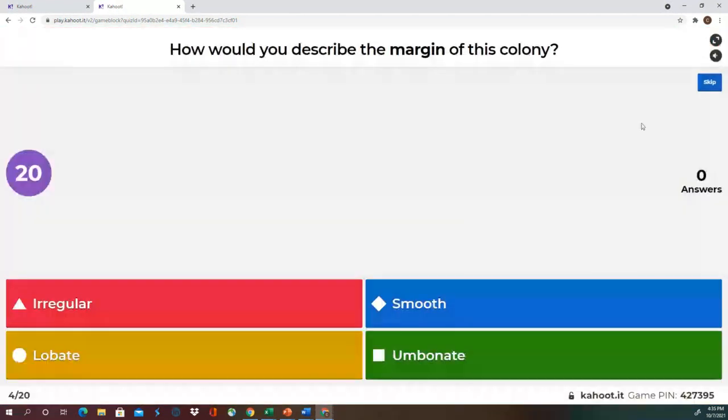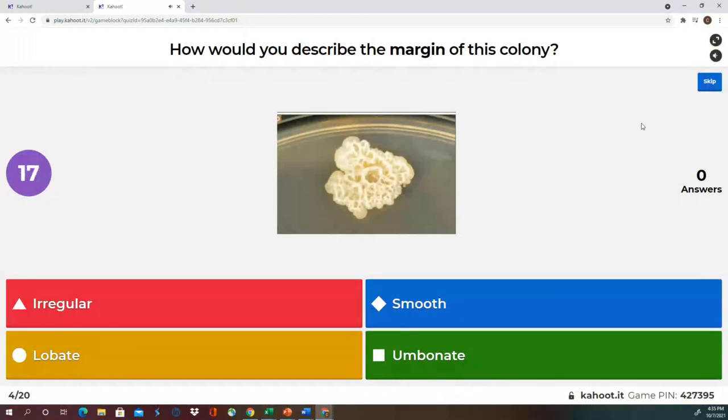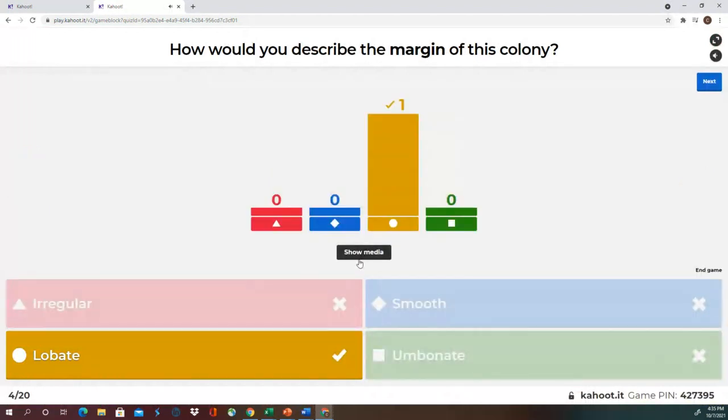Oh, here's another one. Ooh, there's a lobate.